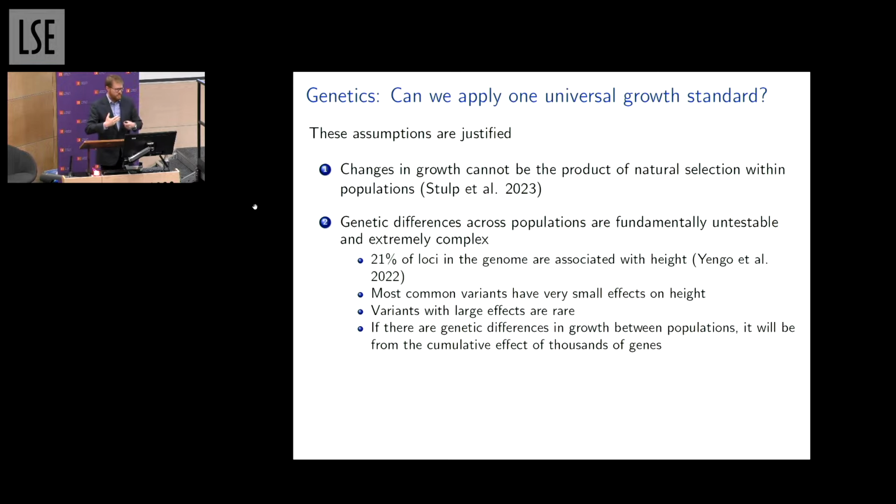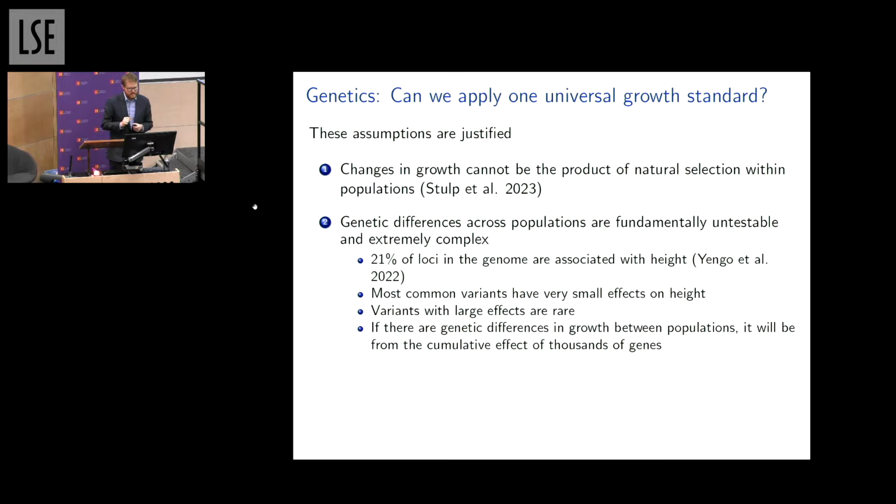So we now have these massive genome-wide association studies which analyze the association between height and millions of people's genomes, 5 million people's genomes. And what these show is that 21% of the loci in the genome are associated with height. So height is something that is affected by thousands and thousands of genes, not one gene here or one gene there. The most common variants that we see for height have very, very small effects, meaning that they make you a hair taller than you would be otherwise.